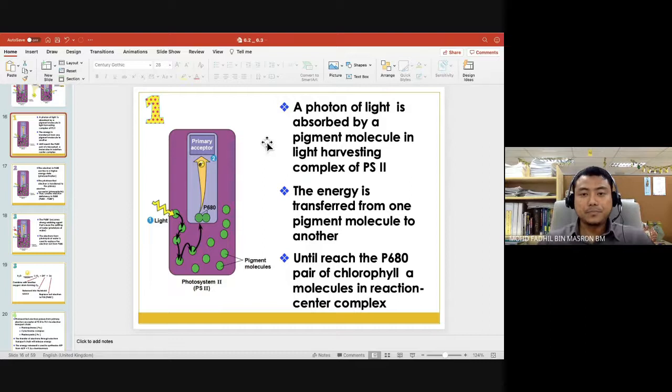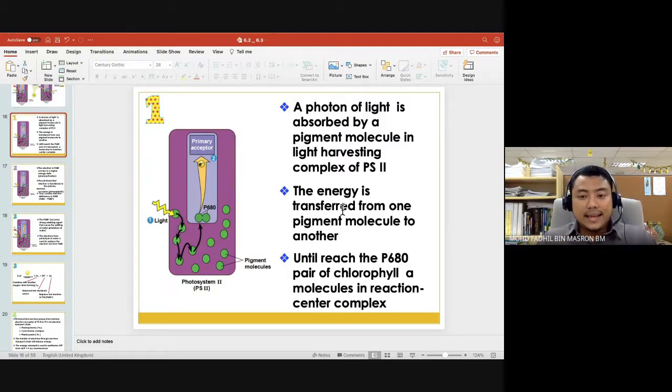Okay. So event number one over here. A photon of light, saya dah cakap, is absorbed by a pigment molecule in light harvesting complex of PS2. Apakah itu light harvesting complex? Ni yang warna dark purple ini. So what is the pigment molecule? Yang warna hijau-hijau ni tadi. So remember, the pigment can be sama ada chlorophyll A, chlorophyll B ataupun carotenoids.